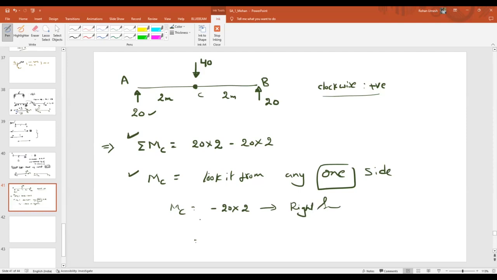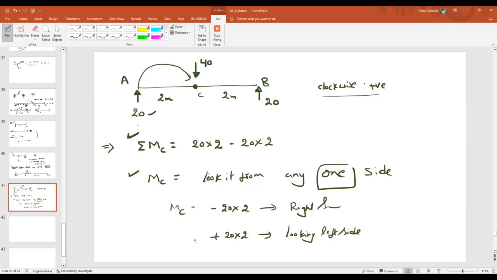Similarly, keep your hand at point C and look at it on the left side. Again, there is an upward force at point A. Because of that upward force, what will be the moment at point C? 20 into 2, that will be in clockwise. So plus 20 into 2. This is the moment if you are looking from the left side. If you add these two, how much should you get? 0.